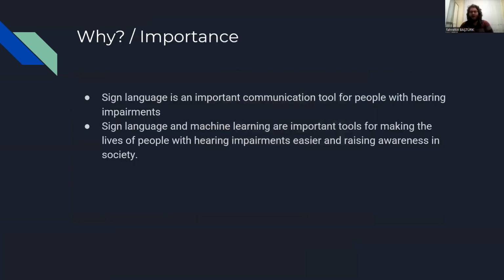Okay, I will continue from that one. The question is why we should do this project and what its importance is. Sign language is an important communication tool for people with hearing impairments, and sometimes we cannot touch a keyboard while we are trying to search for something. With this project, we can focus on the problems of that.